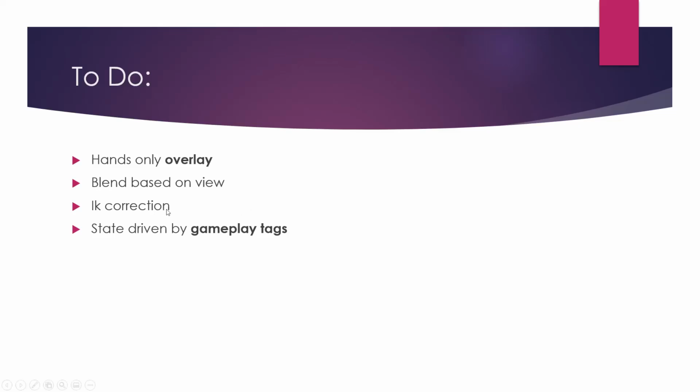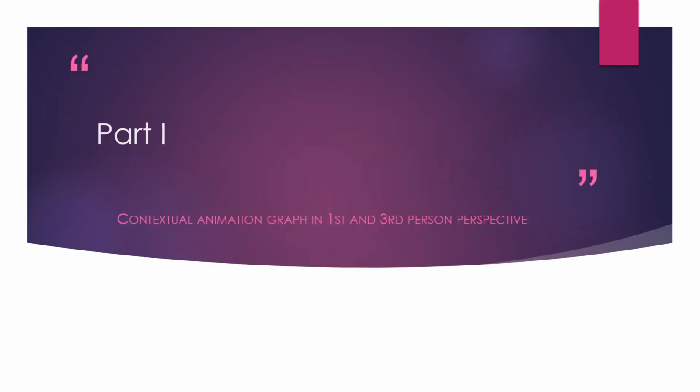We'll be doing some small IK corrections to the way that animations blend and look without editing animations itself. And we'll make the entire graph being driven by gameplay tags instead of states that are variables. Instead of having a variety of different boolean and float variables, we'll be just changing our gameplay tags. So let's jump in. Part 1. We'll be setting up the animations themselves and testing them in single-player environment.